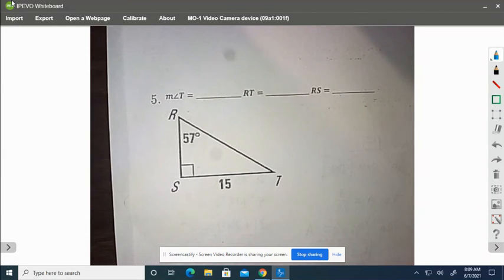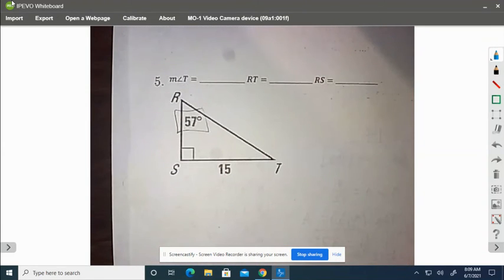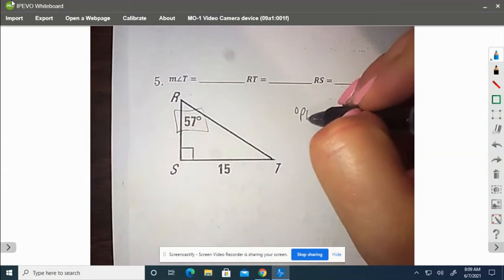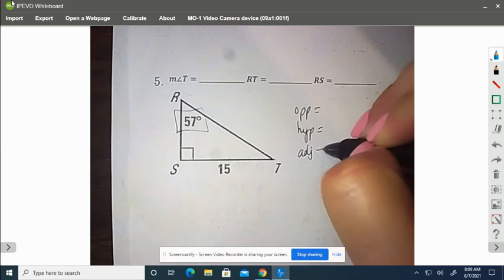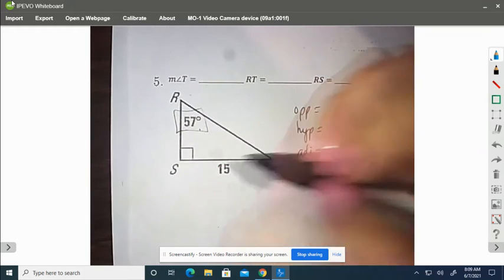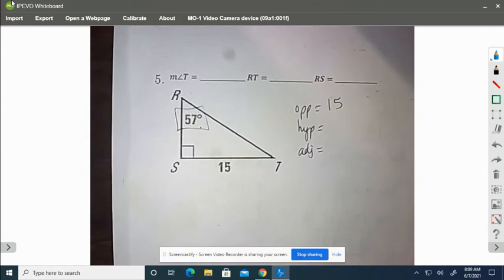Okay, so number 5, they gave us this angle 57. I want to mark down what I have here for opposite, hypotenuse, adjacent. So opposite angle 57 is 15. The hypotenuse, I have two missing sides. So just like I said in number 1, and for people in period 8, when you're missing two sides, you've got to label them as some type of unknown variable. So I'm going to call this one x and this one y.